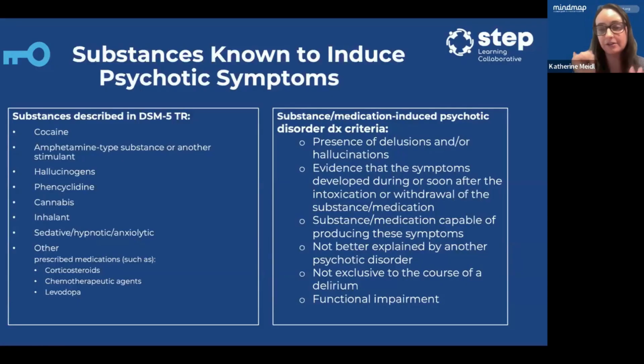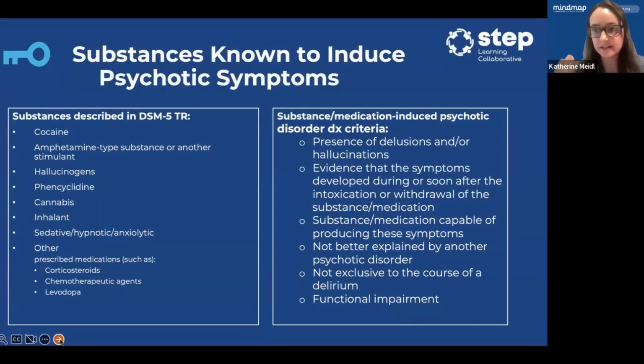But this is when you do have the presence of delusions or hallucinations and evidence that these symptoms developed during or soon after the intoxication or withdrawal of the substance or medication, and that substance or medication is capable of producing those symptoms, and that it's not better explained by another diagnosis, and that it's not exclusive to the course of delirium, and it's also impacting functioning. So it's leading to some functional impairment.